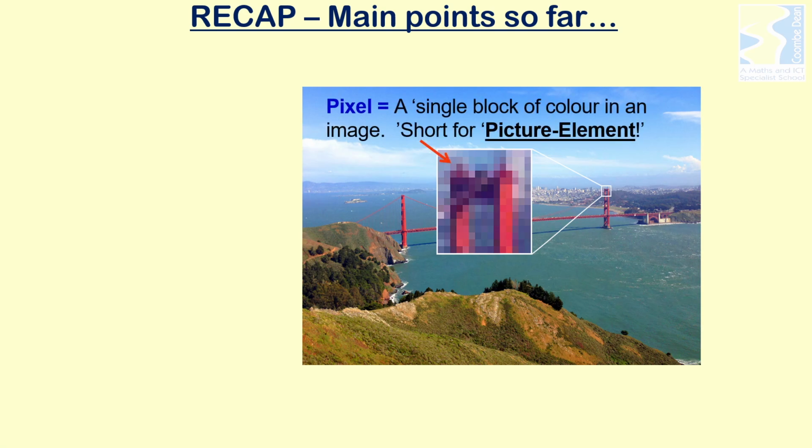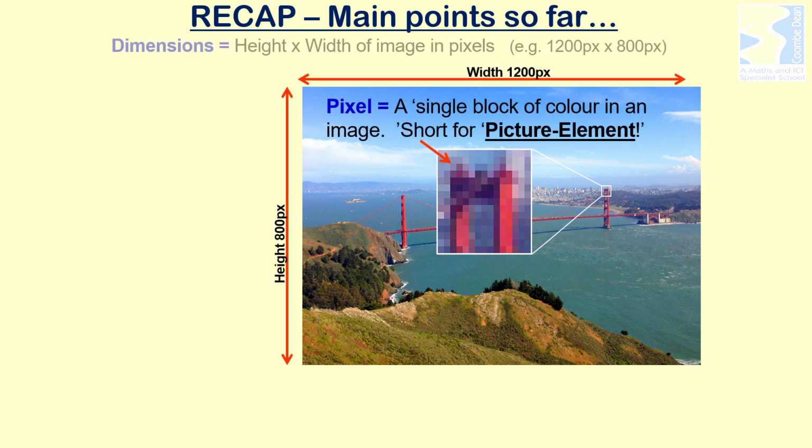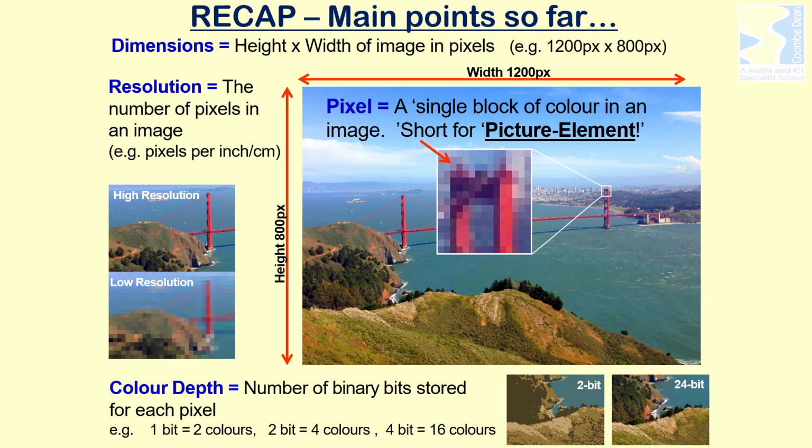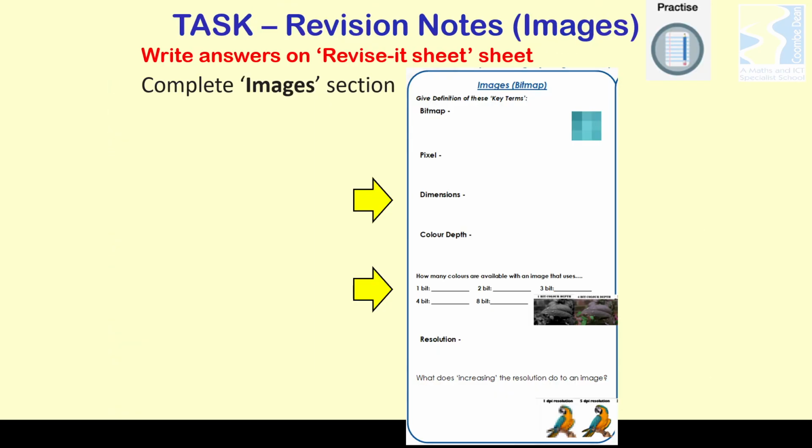So we've got pixel, a single block of colour. The dimensions, the height and the width. The resolution, the number of pixels in the image. The colour depth, the number of binary bits stored for each pixel. On the sheet, fill this in before you're ready to check. Pause and do this now.